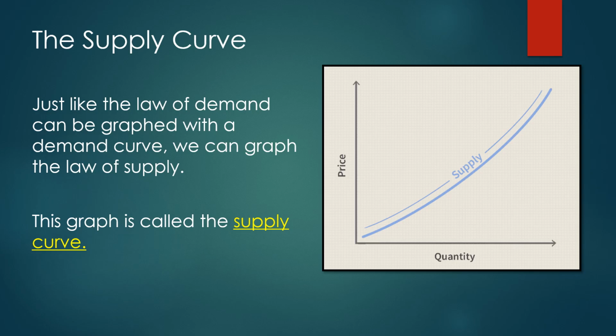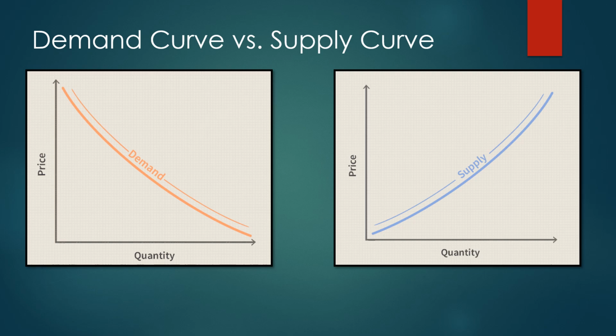So just like the law of demand can be graphed with the demand curve, we can graph the law of supply. And this graph is called the supply curve. We notice that it goes up and to the right. So note the difference and similarity between the demand curve and the supply curve. Both curves have the price on the y-axis and the quantity on the x-axis, and both curves also move left to right. However, the demand curve always goes down and the supply curve always goes up.